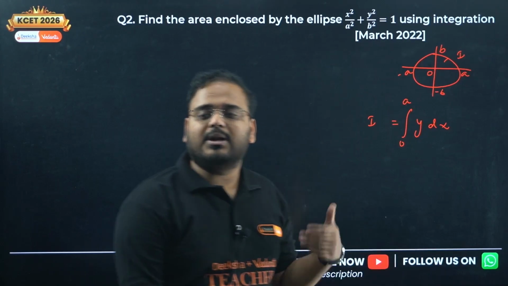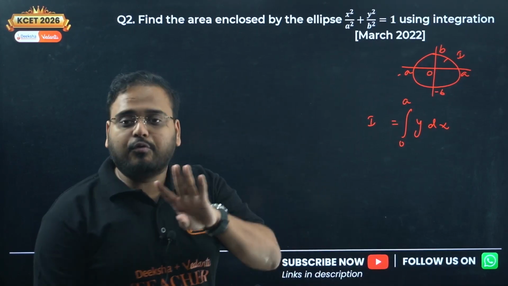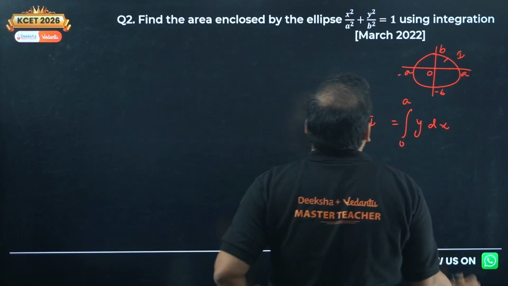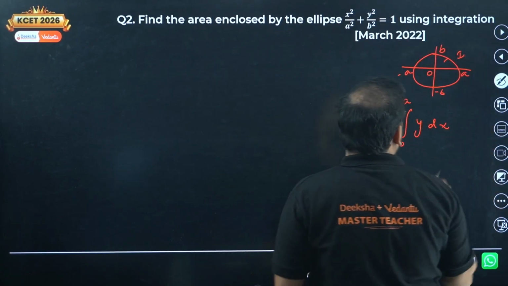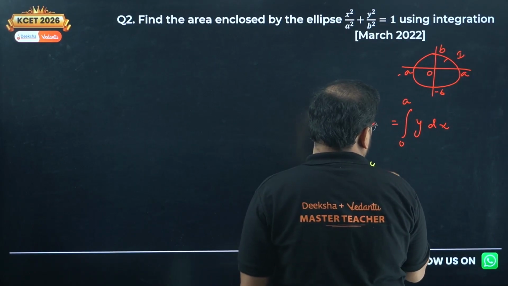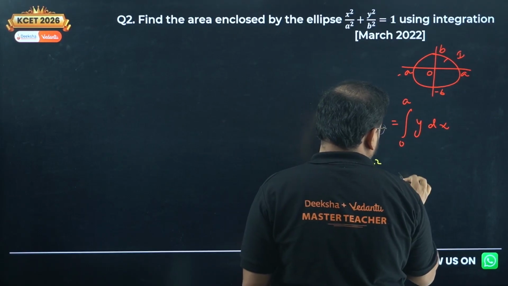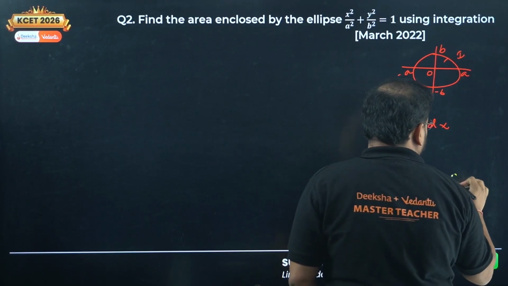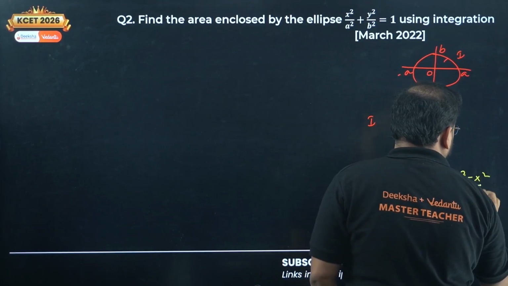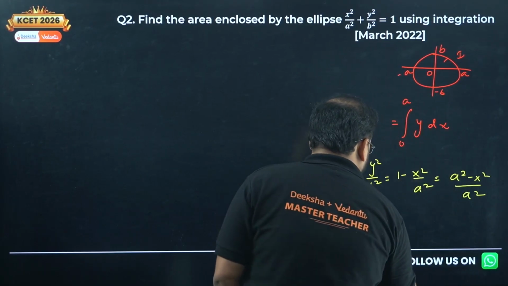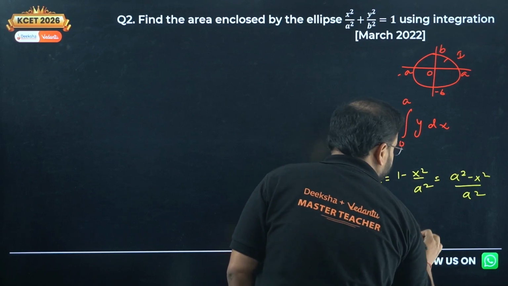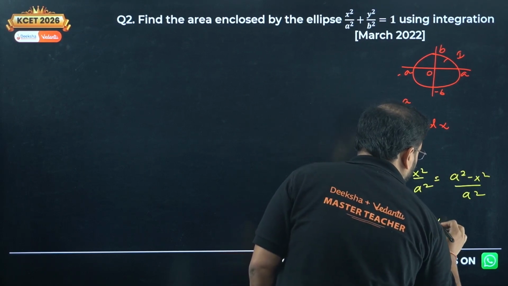So I can just simply multiply this area of part 1 with 4 and get the required result. Okay, chaliye. So how do you find y in this case now? Y will be the same result: y square by b square equals 1 minus x square by a square. Continuing, I'll get a square minus x square by a square. So I get y square as b square by a square, and the bracket will have a square minus x square.